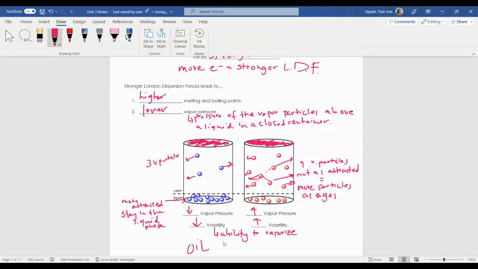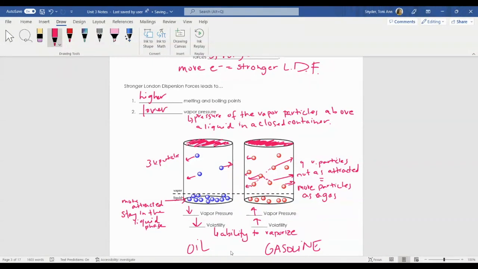Maybe I have oil for this one here on the left. Oil has a very low vapor pressure because oil doesn't vaporize as easily. We're not going to have very many of those oil particles evaporate. So its vapor pressure in a closed container is very low, and it's also not very volatile. Something that is very volatile would be gasoline, relative to oil, that is.